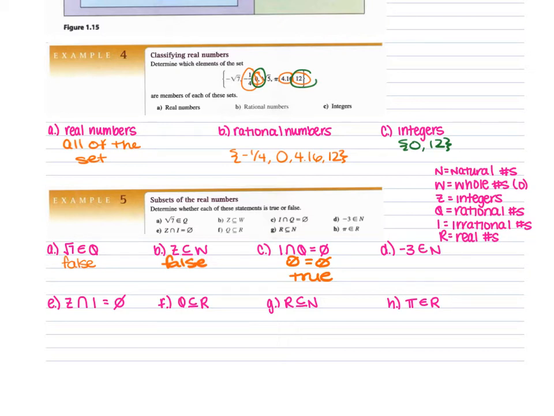For D, it says that negative 3 is a member of the natural numbers. Negative 3 is not a natural number. Natural numbers are positive, so this is false. E says that the intersection of integers and irrational numbers is equal to an empty set. This is true.